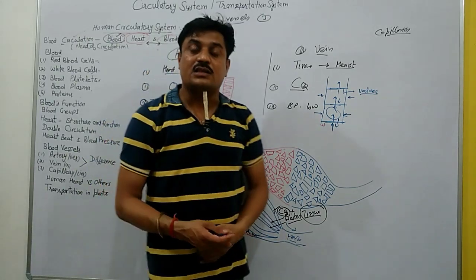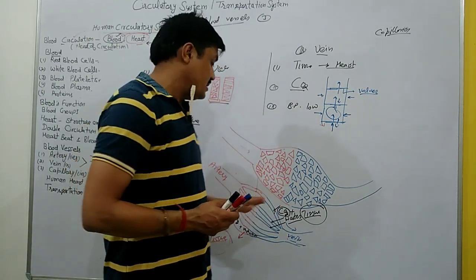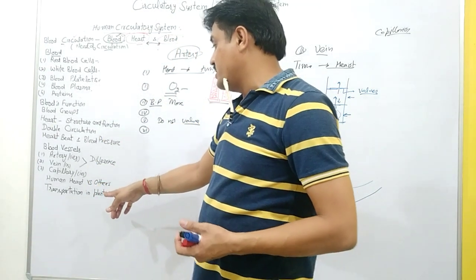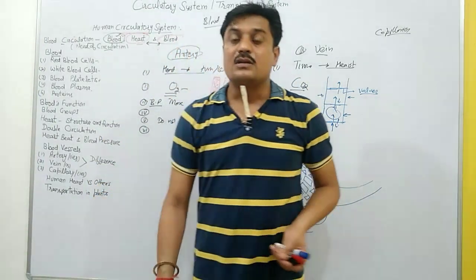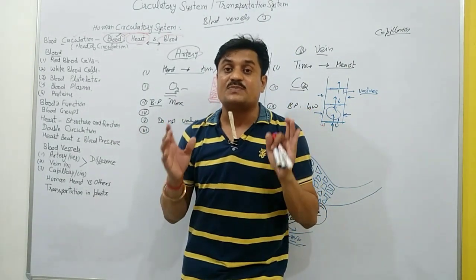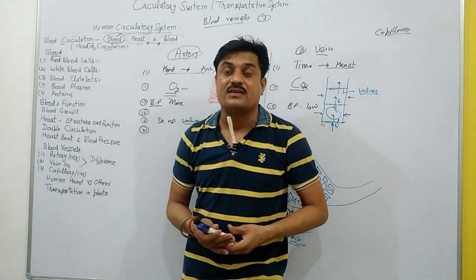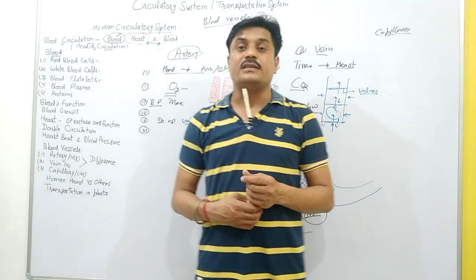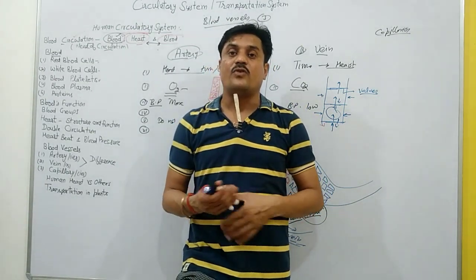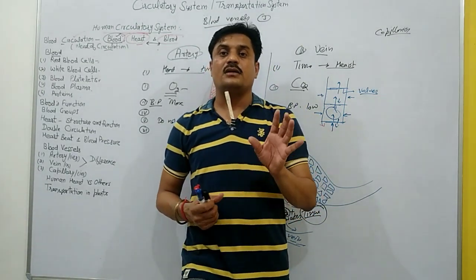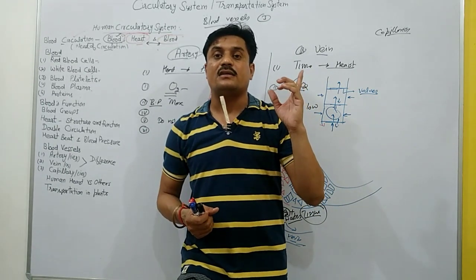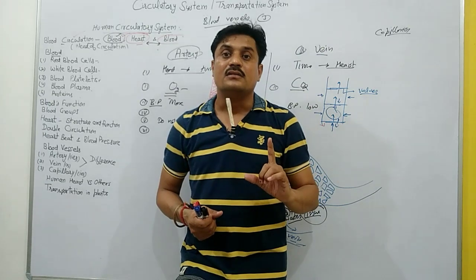So this is the third type of blood vessel. It is called capillary. Now the next topic is transportation in plants. Do plants also need transportation? Definitely, there is a need for transportation of different substances in plants. In plants, the process called photosynthesis is the formation of glucose during daytime with the help of sunlight, carbon dioxide and water.